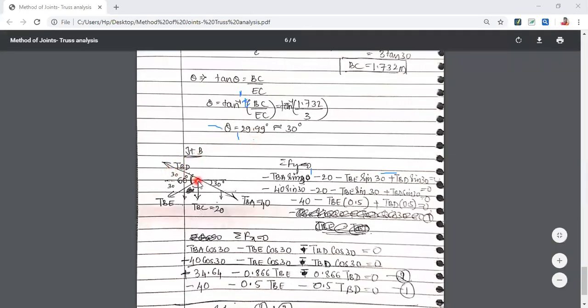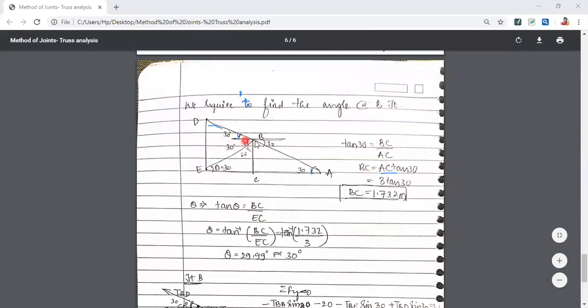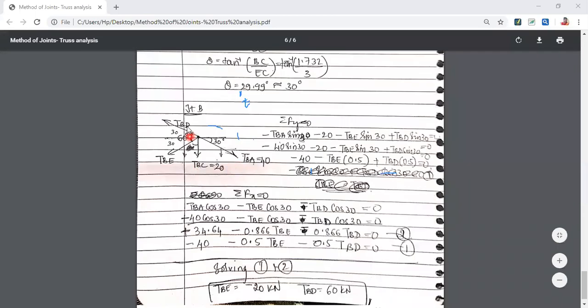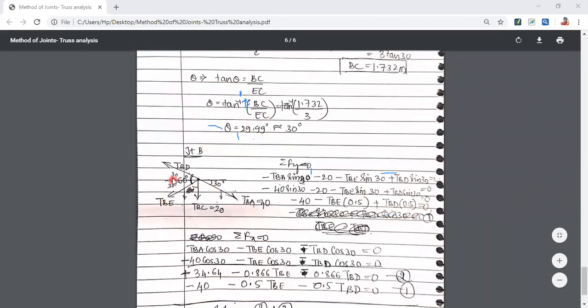Okay. I draw the joint B, and because this was 30, you have a 30 over here, and this force makes an angle of 30 with the horizontal. See, it's making 30 with the horizontal, and this is making 30 with the horizontal. So basically all the forces are making 30 degrees with the horizontal. We will solve this joint.